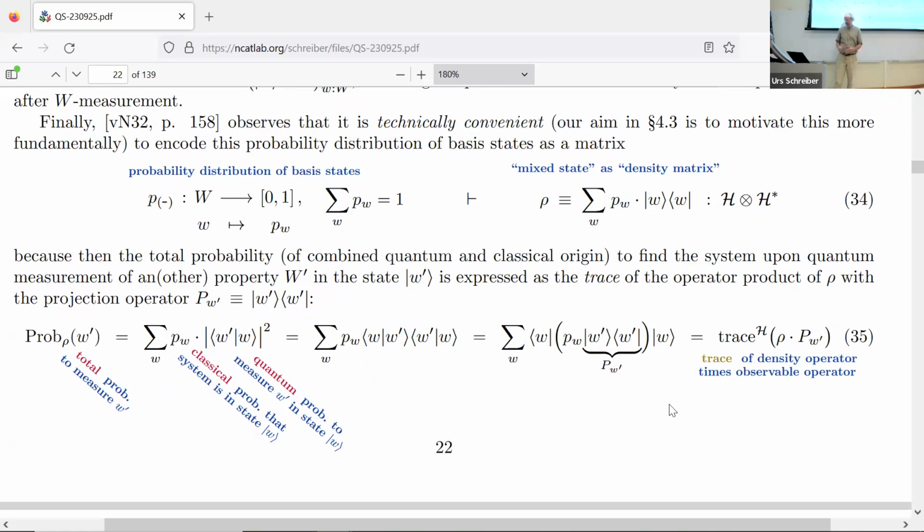Well, this is how von Neumann actually motivates it, because then we have the following formulation. Suppose I have this probability distribution. And so I want to say my system is in either of these basis states, W, but I don't know which one necessarily, depending on the distribution. But it's with some probability. Then what is the probability that I will measure it in some state W prime?